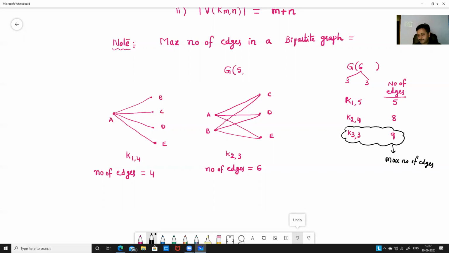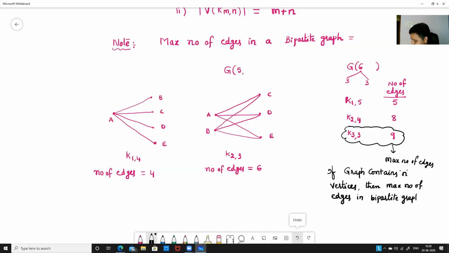Max number of edges. So what I'm trying to say finally, suppose if the graph contains n vertices, in order to get the maximum number of edges in a bipartite graph, then the maximum number of edges in a bipartite graph is generated by K n by 2 comma n by 2. So it will generate the max number of edges.